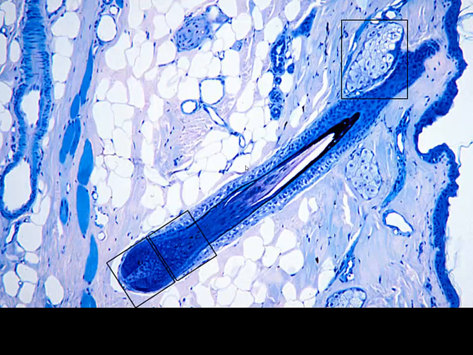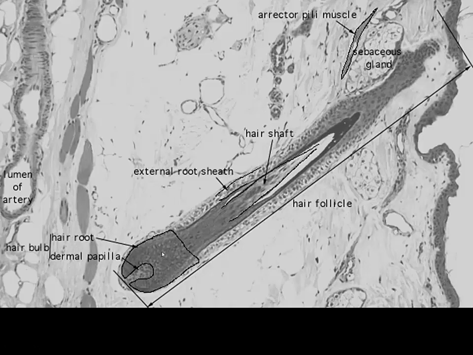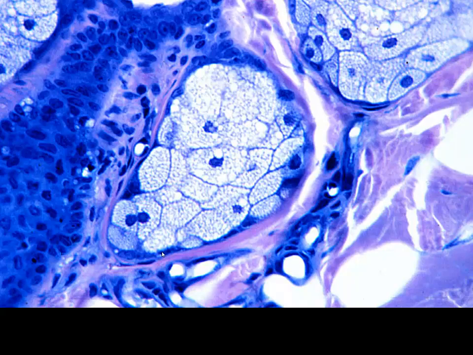Again, just going up in our view, here we have one of our erector pili, smooth muscle bundles, sebaceous glands here, hair follicle. See, this is the sebaceous gland. See how it really looks multilocular. There are multiple little vesicles in here.